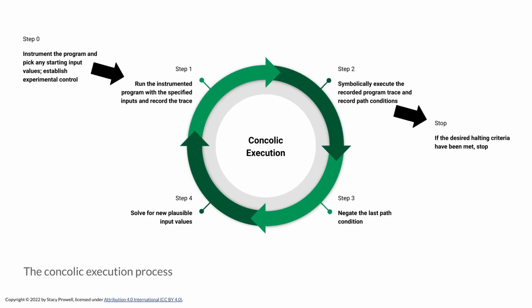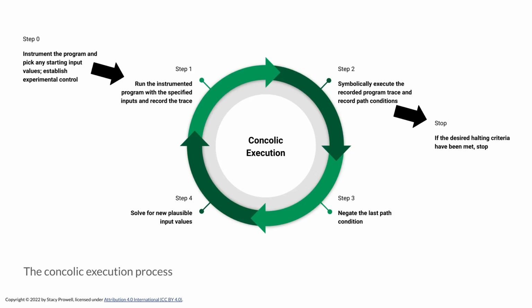The Concolic execution process looks like this. In step 0, you instrument the program and pick any valid inputs. And you establish experimental control so that if you were to run the program several times, you would expect, within a reasonable amount of variation, to get the same results. If that makes sense, right? When you run an experiment, there's always going to be some uncontrolled source of variation. But here we want to minimize that or make that work in the way we want.